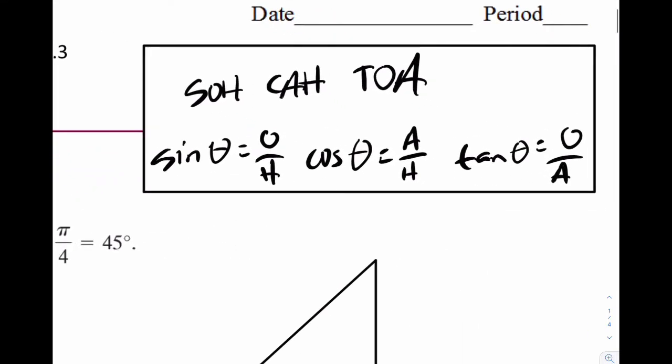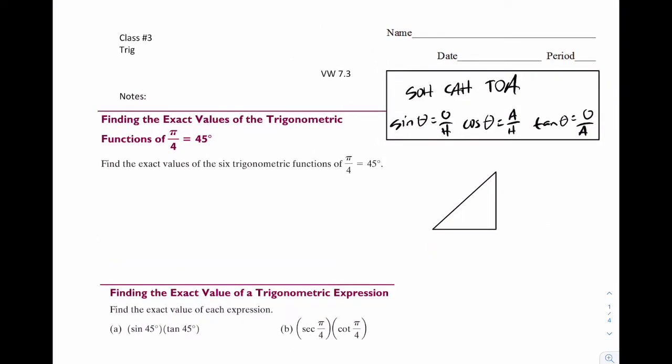To start off, let's look right here. Make sure you write this down in your notes. This is a review of SOHCAHTOA. Recall that sine theta is O over H, cosine theta is A over H, tan theta is O over A. And what we're going to be doing is working with the 45-degree special triangle.